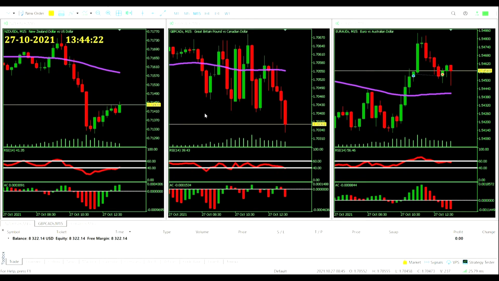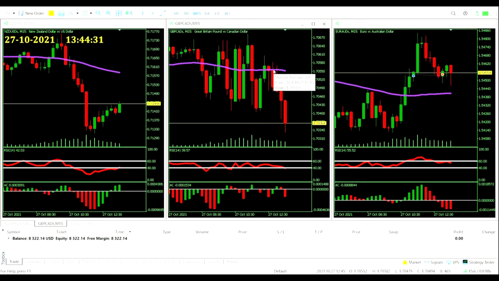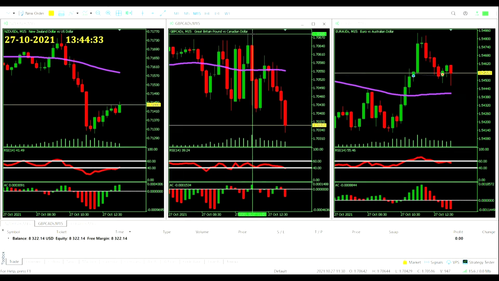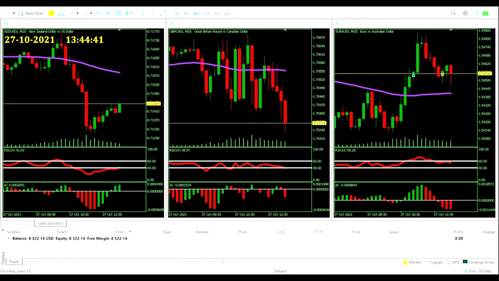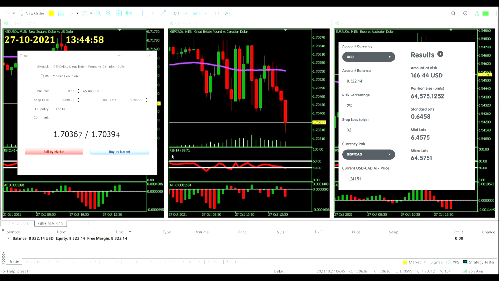Eyeing up a potential signal on the Great British Pound Canadian dollar. Could still retrace. RSI around about 39 at the moment, floating up and down, 39.62 there. So measure out our risk just in case we've got to enter. That's the highest high up there from the last 14. Currently around about 32 pips to the stop loss. That's what we're going to go for. Our risk is calculated on screen now.